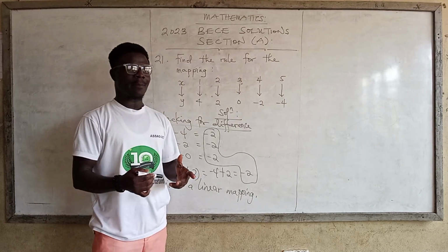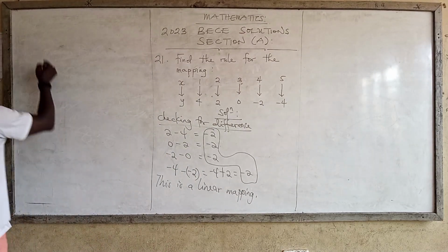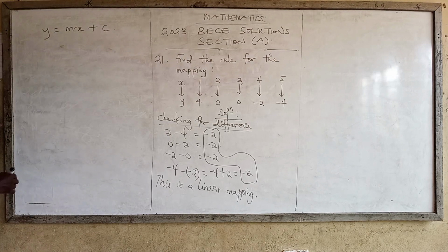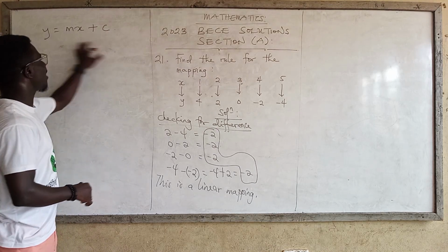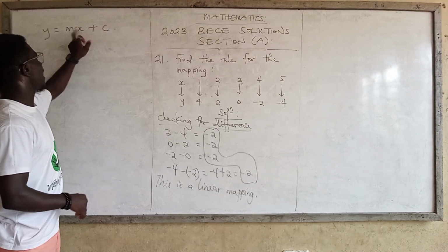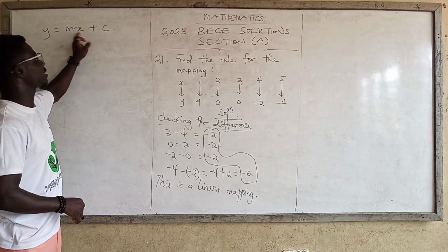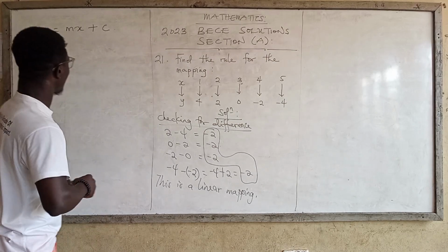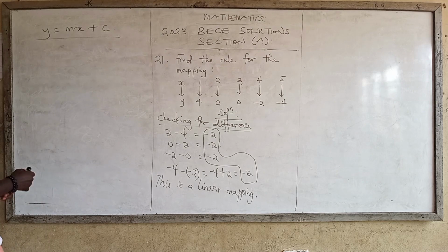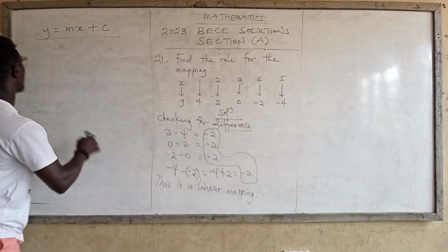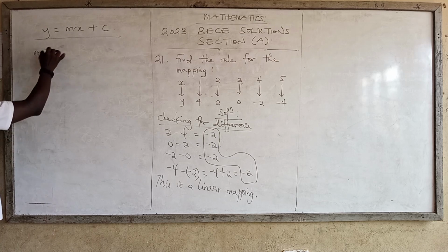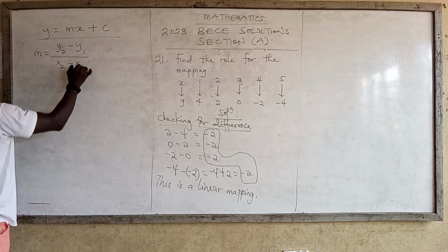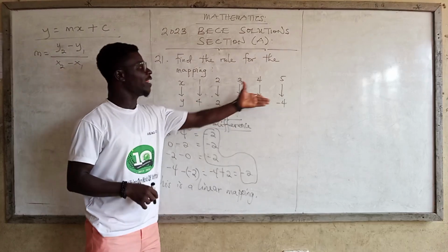So if it is a linear mapping, then it is expressed in the form y equals mx plus c, where the highest power of the variable x is 1, or the degree of the variable x is 1. Here m is the gradient. So how do we find the gradient? m equals y2 minus y1 all over x2 minus x1.